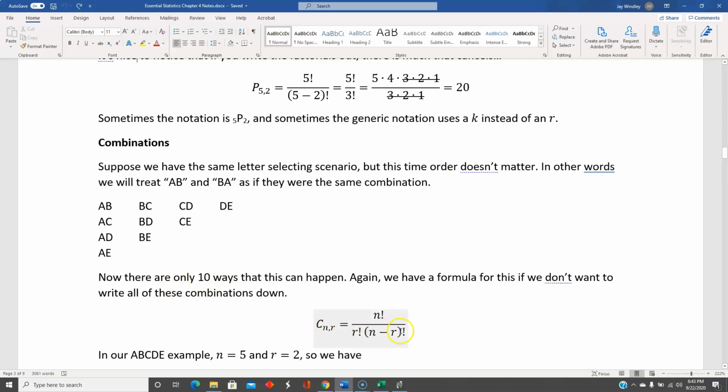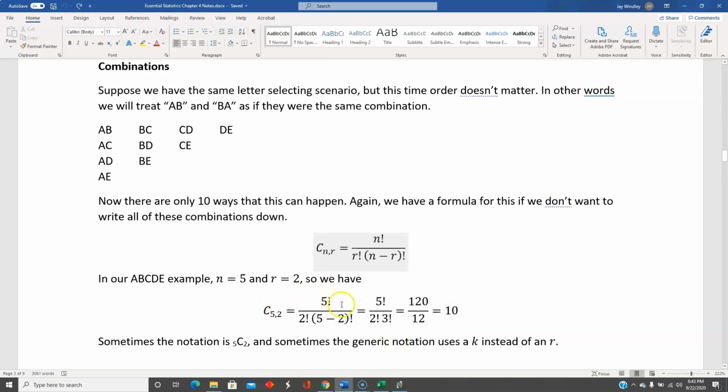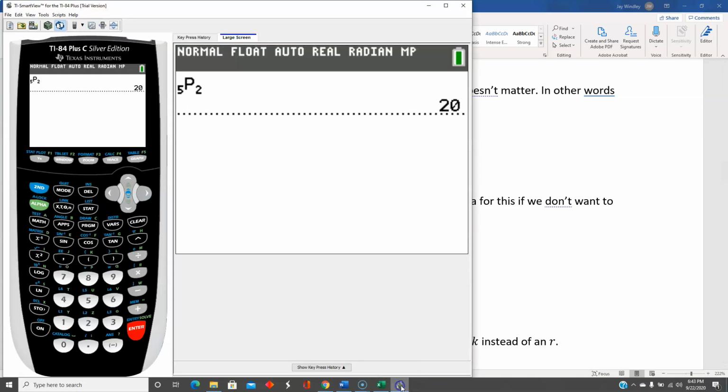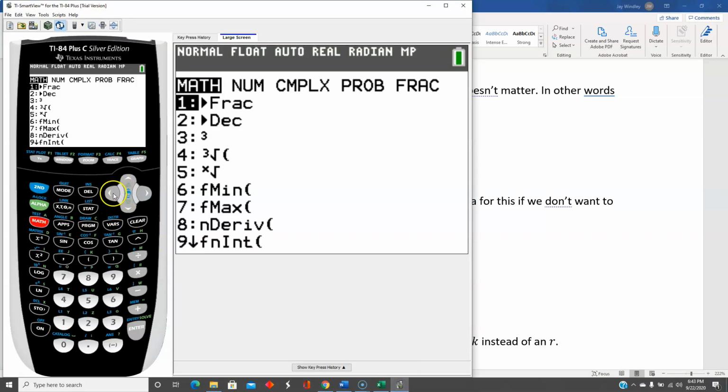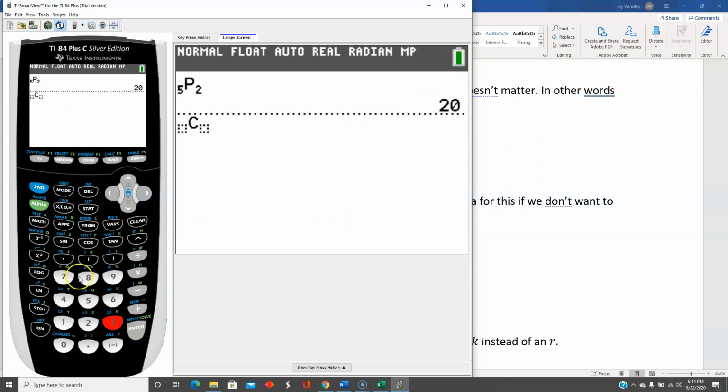And that's given by this formula that also involves factorial. If I plug in the numbers, we have 5 factorial over 2 factorial and 5 minus 2 factorial, and that'll all work out to be 10. And again, that's on the calculator. Math button, probability menu, item number 3, and 5 items taken 2 at a time is 10.